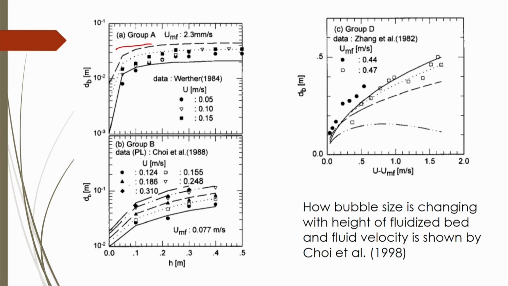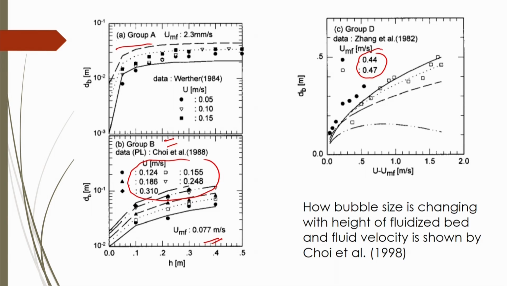Whereas in this case for group B particles, it reduces at a certain velocity, because this minimum fluidization velocity will be less than the earlier one, and also the size of the particles will be different. And for group D, of course, the size of the particles will be much higher than B and A. So, in that case a higher minimum fluidization velocity is required.